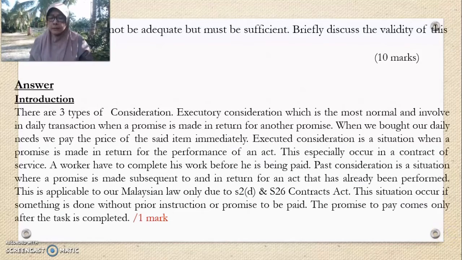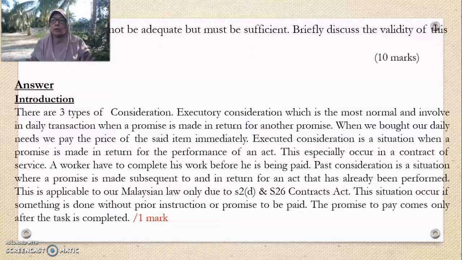So let us look at this question. This is an essay question, also June 2020. The question is with regards to consideration, and it carries 10 marks. It says, the consideration need not be adequate, but must be sufficient. Briefly discuss the validity of this statement. Meaning you need to justify this statement. So how to answer it?